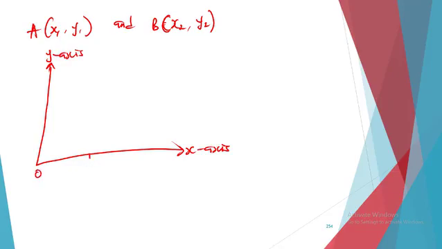Okay, let's take here to be x1 and take this point to be y1. So this is x and this is y, right? Our x1 and our y1. So this is the point where they intersect.